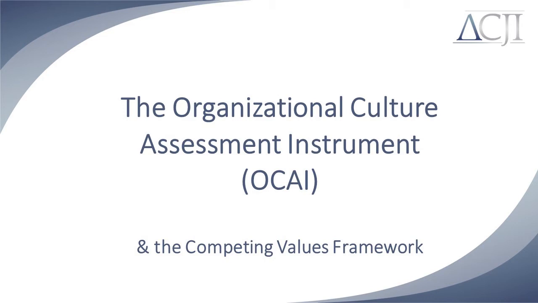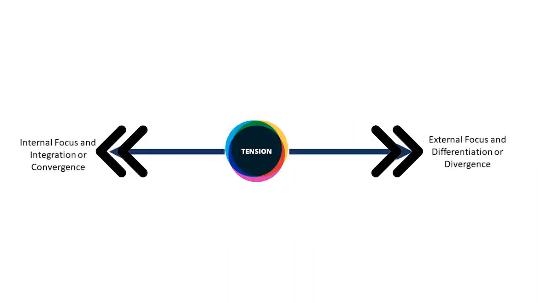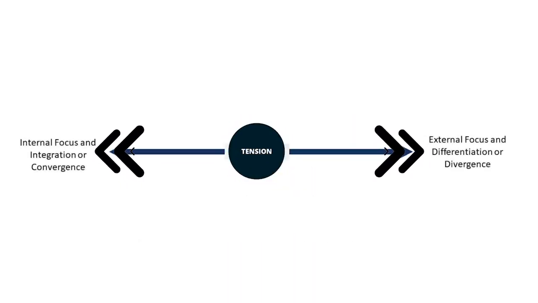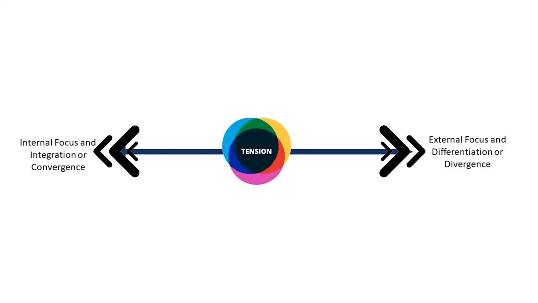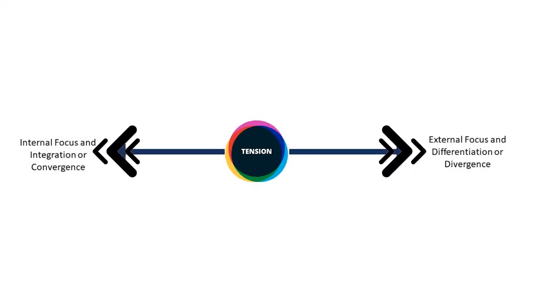So the research was fairly inconclusive, but what did emerge out of the research was some constant themes across all organizations. And the pioneers behind the OCAI and the competing values framework found that any organization is in some kind of tension between an internal focus and an external focus. An internal focus is an organization focused on itself and its own people, and maybe even protecting itself or keeping itself intact.